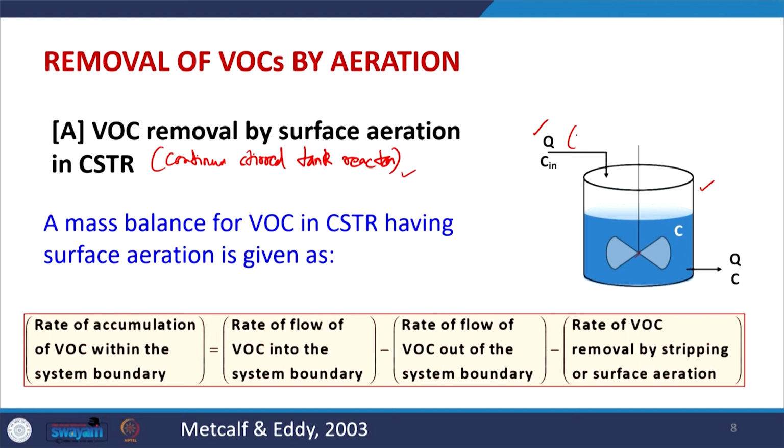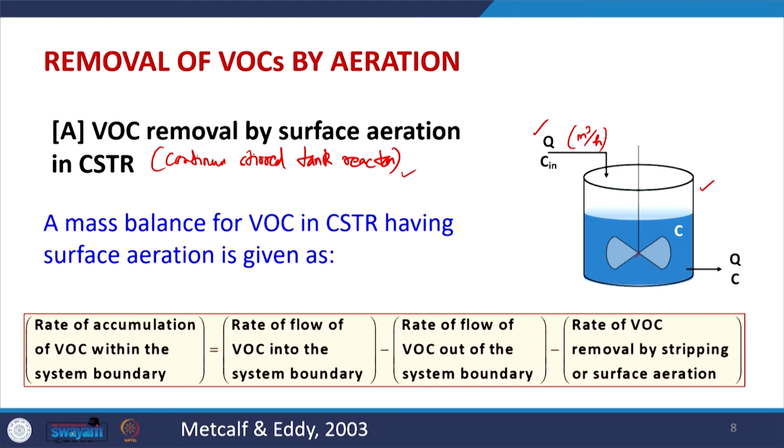So, it will be some meter cube per hour or something like this. So, volume per unit time. So, this is the unit, and it is having a certain concentration of pollutants, and these pollutants, or VOCs, we have to remove out of the water.